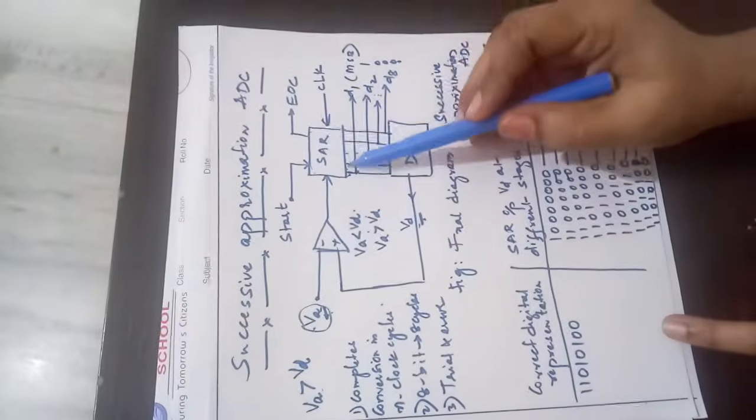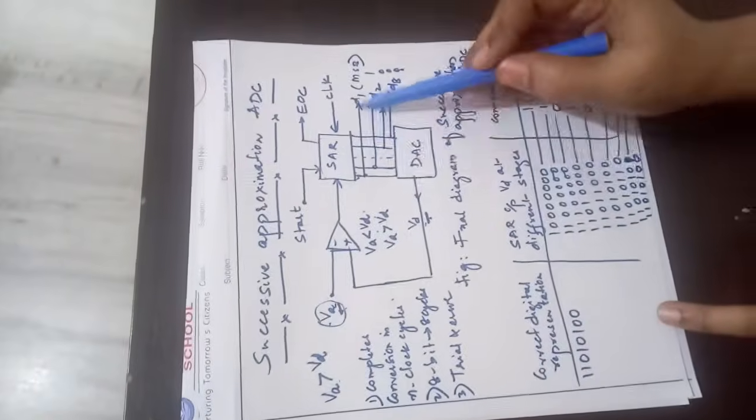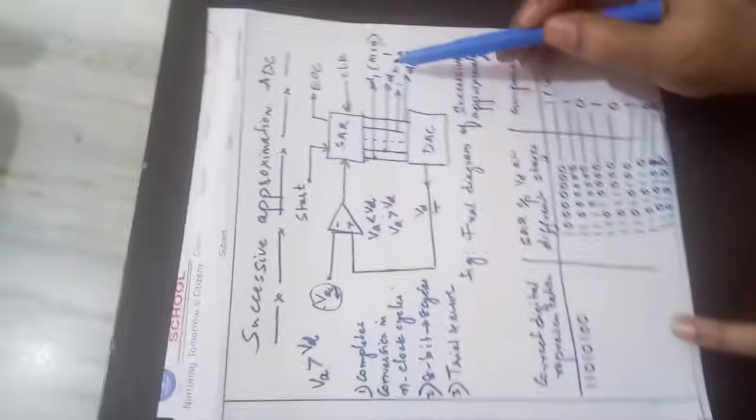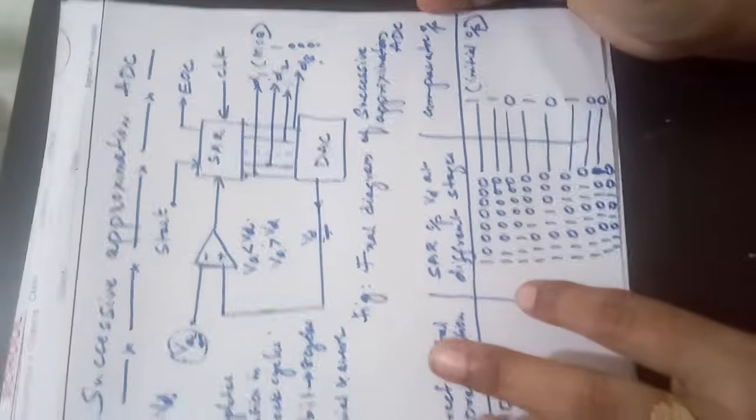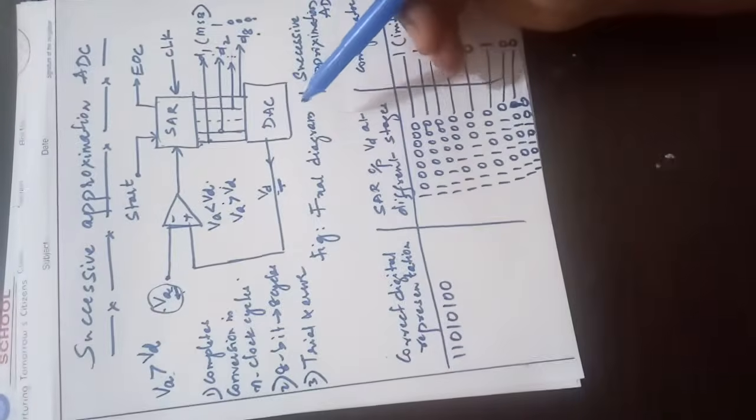The successive approximation register is an 8-bit register. We are going to get 8 output bits. So D1 is the MSB and D8 is the LSB. So here, trial and error method means what? We can take one example.